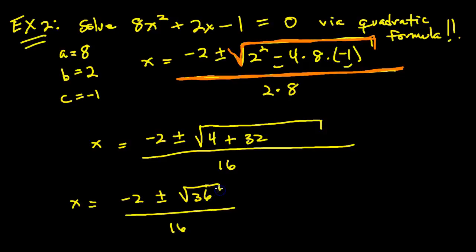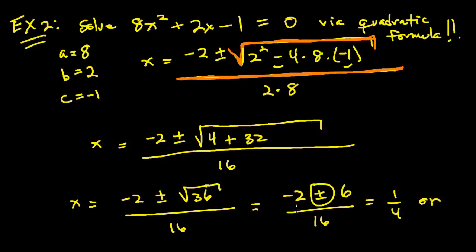Now, 36 is a perfect square. We know that the square root of 36 is 6, of course. So I can rewrite this as minus 2 plus or minus 6 over 16. And again, I've got to exercise my plus or minus options here, which will result in two solutions. Minus 2 plus 6 is 4 over 16. Well, that simplifies to 1/4. Or minus 2 minus 6 is minus 8, and minus 8 over 16 is negative 1/2. So I've got two fractional solutions, x equals 1/4 or x equals minus 1/2.